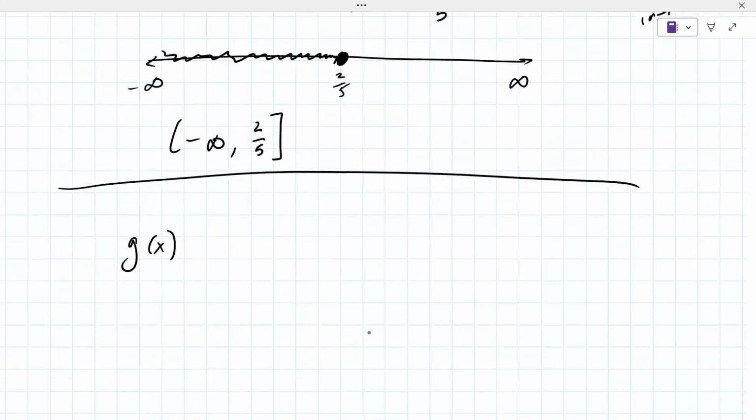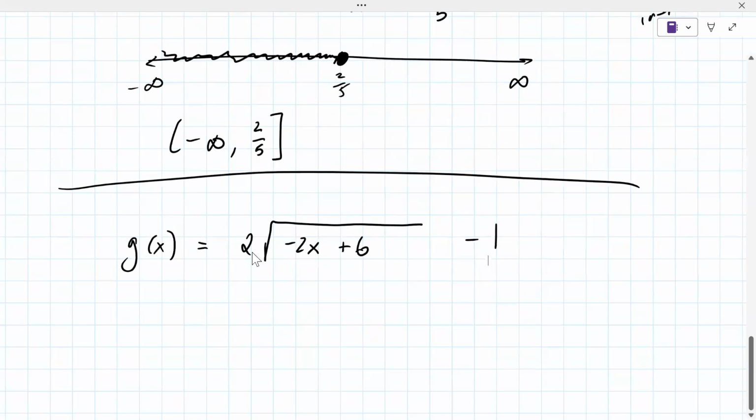Okay, so this time I'll just do slightly different notation. G of x equals 2 square root of minus 2x plus 6, and put a minus 1 here. A lot of distractions. You're still just going to set the part under the root greater than or equal to 0.